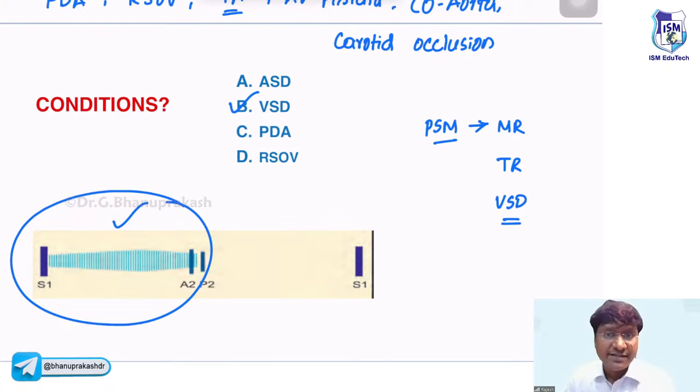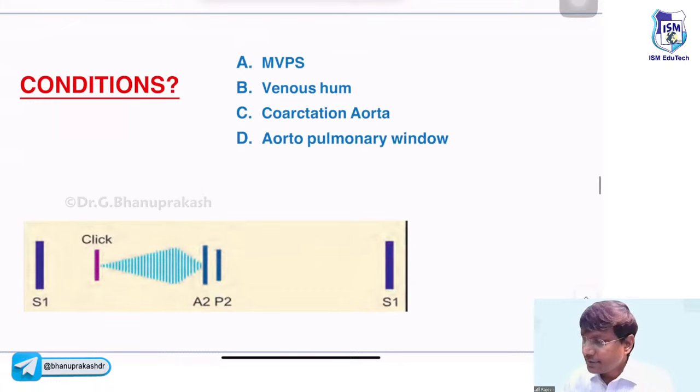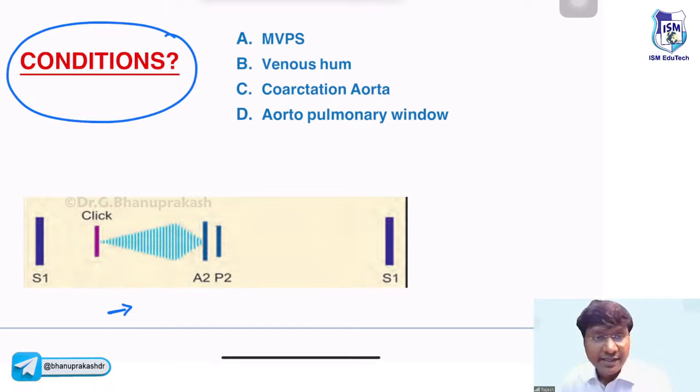Next. And, right, you see the next condition. Please just observe this particular image and what type of murmur is this? First, you should be able to identify what is this murmur, and then you can answer this question.